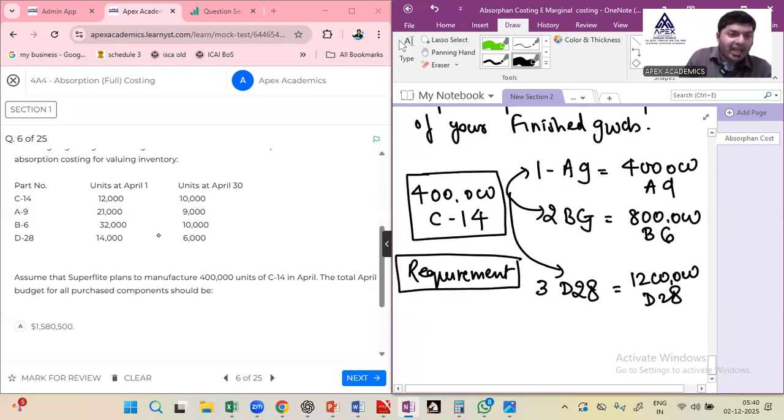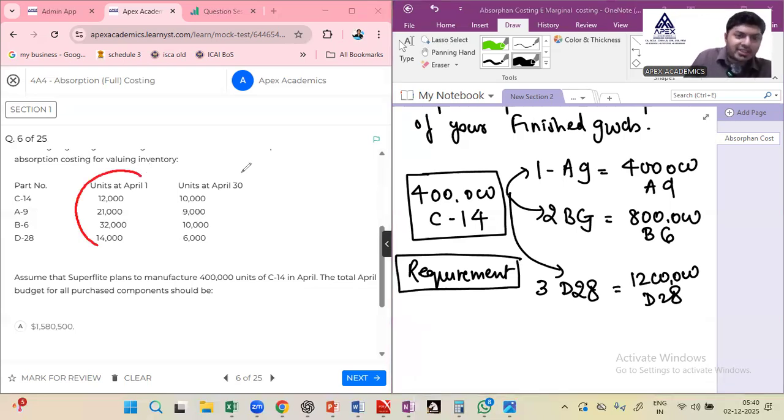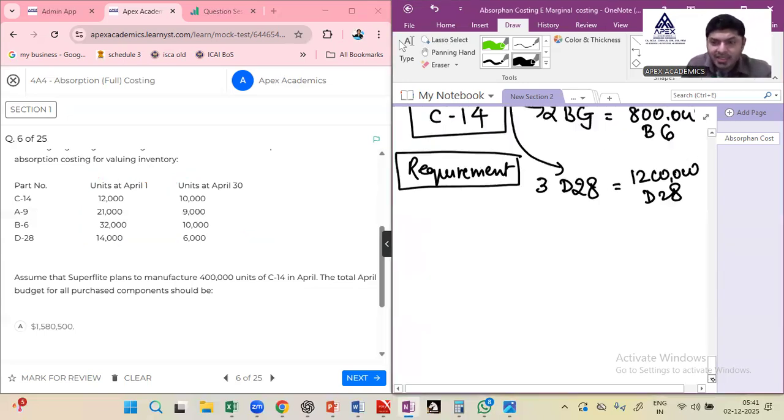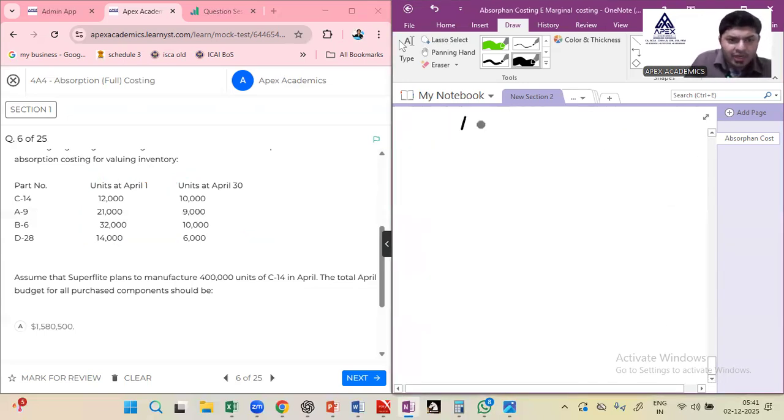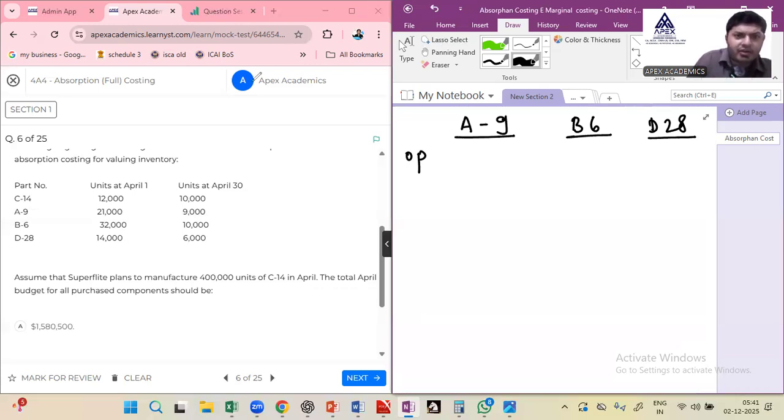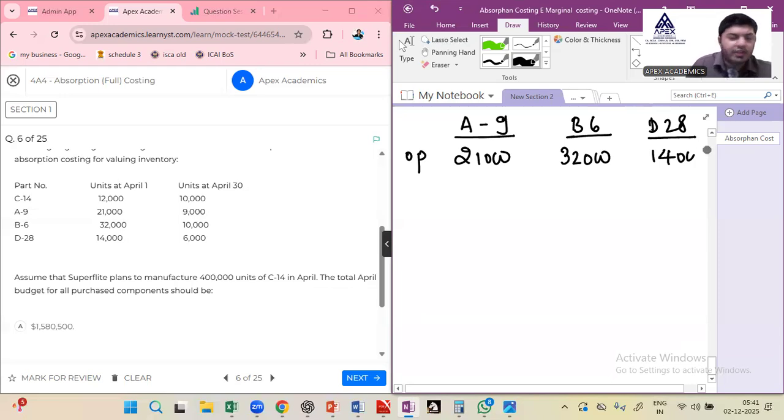Why? Because I already have with me a certain amount of units at the starting and a certain amount of units at the ending. So I use a very common sense based formula. I ask myself, what are my items? They are A9, B6 and D28. Now I have an opening stock. How much opening stock do I have, given to me on April 1st? I have 21,000 units of A9, 32,000 units of B6 and 14,000 units of D28.